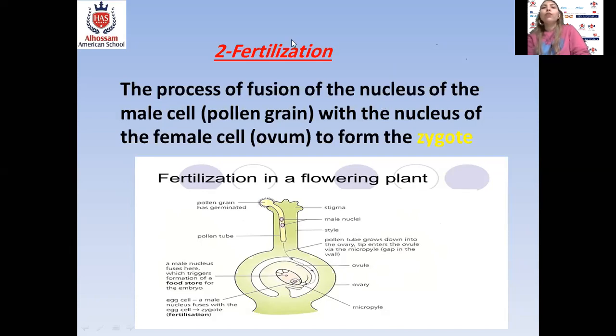So what is the meaning of fertilization? The process of fusion of the nucleus of the male cell, the pollen grain, with the nucleus of the female cell to form zygotes.